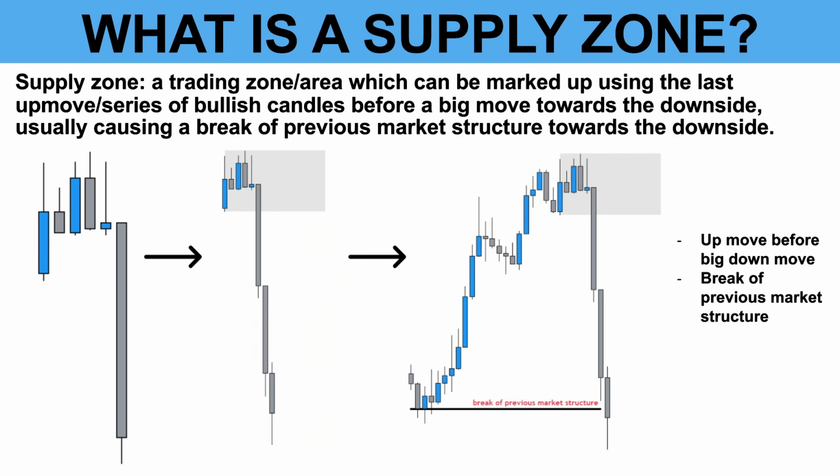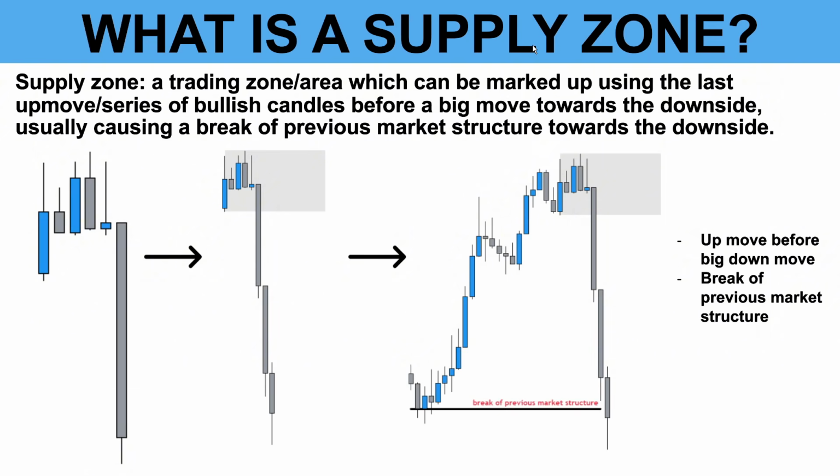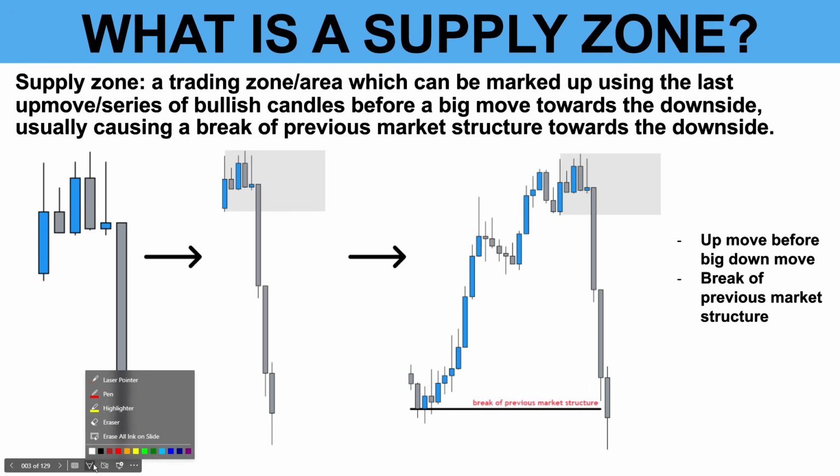Alright everyone, to get started, we're going to be talking about one of the first SMC zones that we have. And of the two, we're going to start off with supply zones. Now, like I said, we have two SMC zones. One is a supply zone and one is a demand zone. A supply zone can be commonly known as a sell order block or a sell zone or anything along those lines, but more commonly these days you will hear it being called a supply zone.